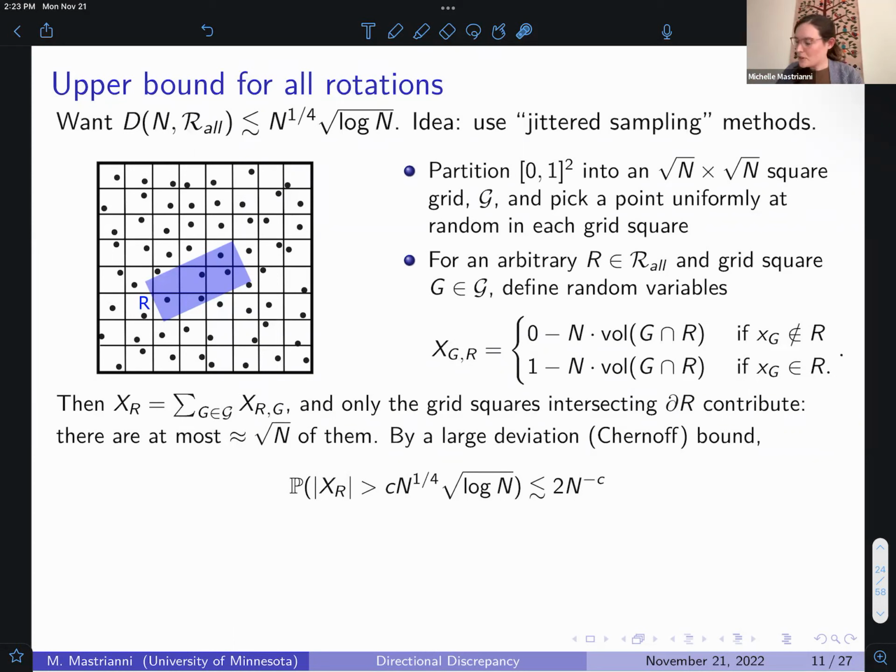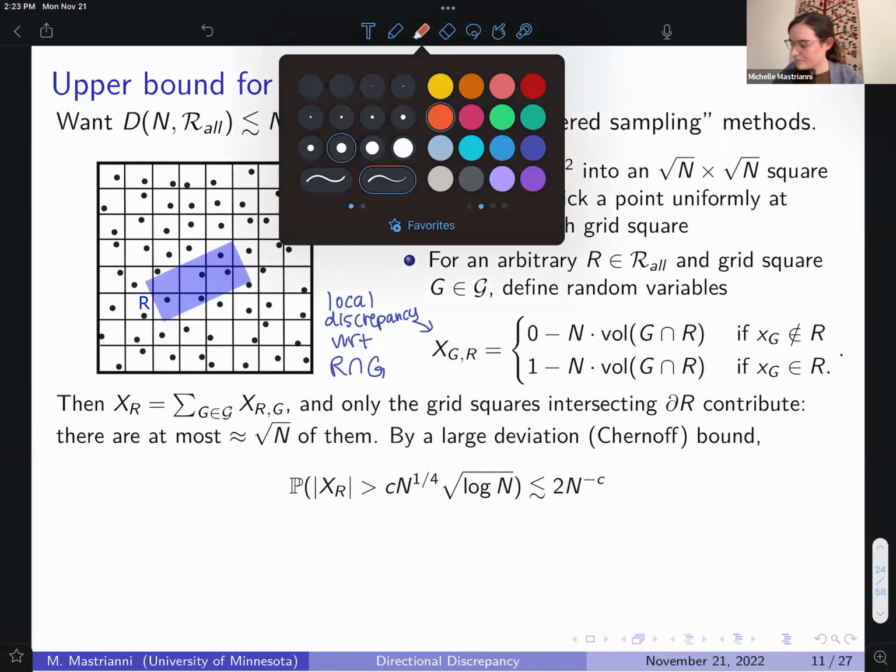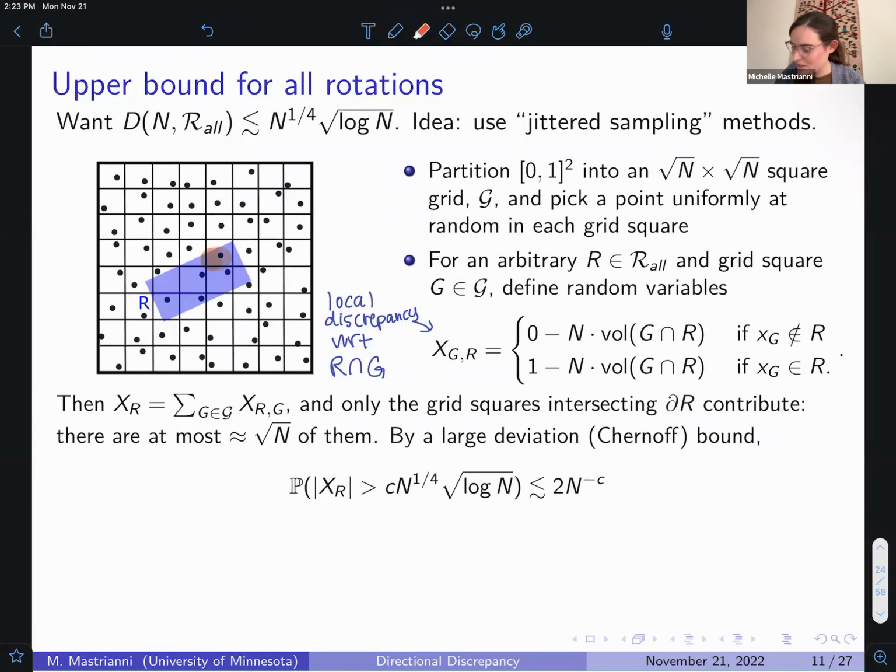And then for an arbitrary rectangle in your class of rotated rectangles and grid square in your set of squares, you define these random variables, which keep track of the local discrepancy with respect to the set R intersected with that grid square. So, for example, you might be interested in the local discrepancy of just this little piece. Okay, I didn't fully shade it in a nice fashion, but you know what I mean.